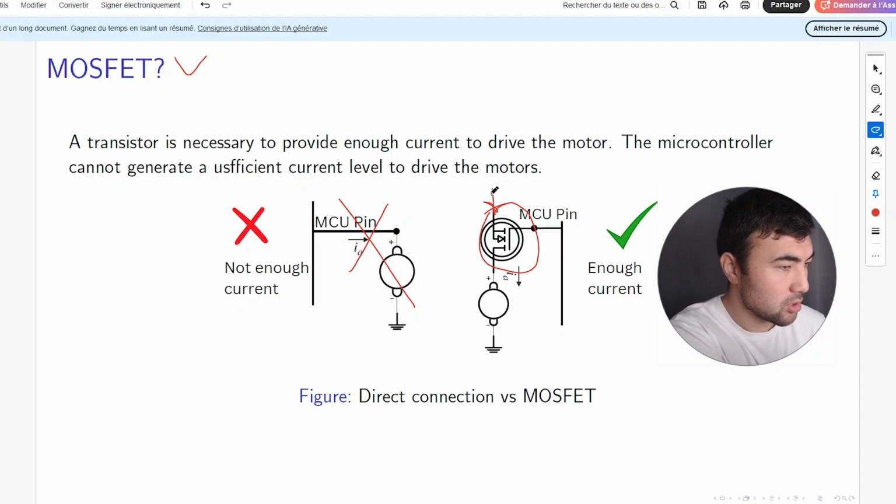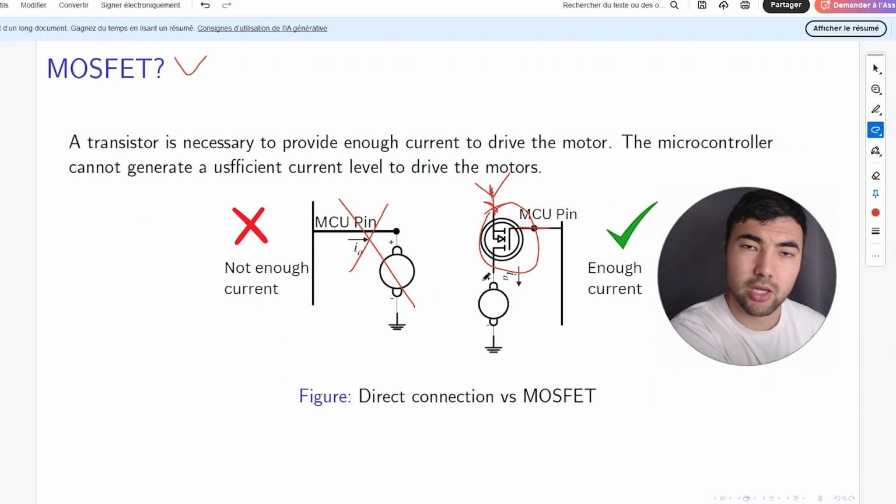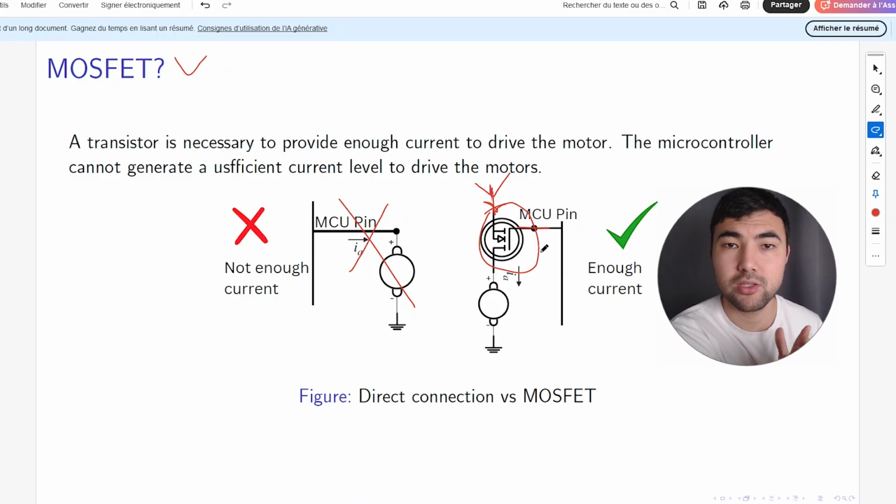So the input power could be a battery or a power supply that can generate enough current. And here we use the microcontroller pin just to control the gate. So we close the gate and the current can flow and we can spin the motor. We open the gate so current cannot flow and the motor will stop spinning. So using the microcontroller pin, we control the state of the gate, the state of the transistor. But the power is coming from the external source, which could be a battery or a power supply.